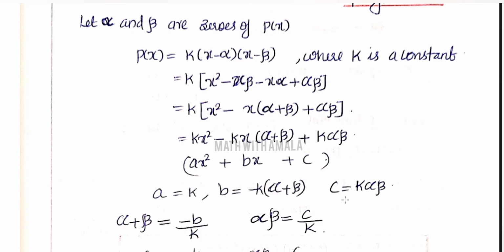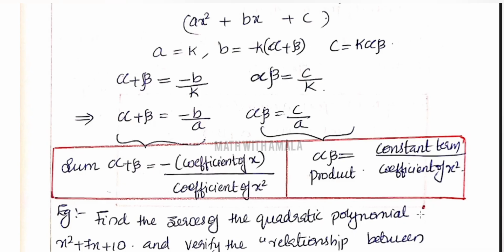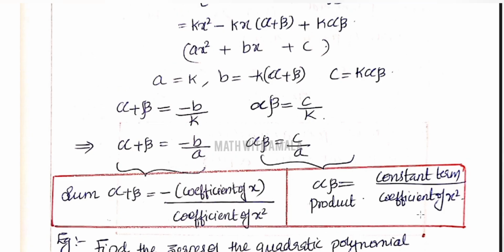Now alpha plus beta can be written as minus b by k, and alpha beta is equal to c by k. Let us replace this k with a, since from the first comparison of x square you have got that a is equal to k. Then alpha plus beta is equal to minus b by a, and alpha beta is equal to c by a. Now what is the sum? Sum of zeros is given as minus b by a. Alpha plus beta is equal to minus b by a, which is equal to minus of, what is b? Coefficient of x, and what is a? Coefficient of x square.